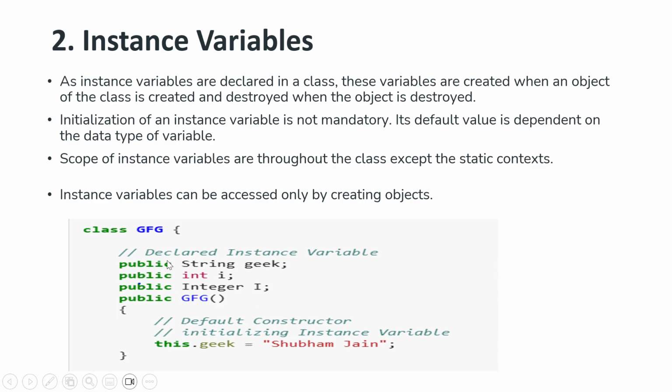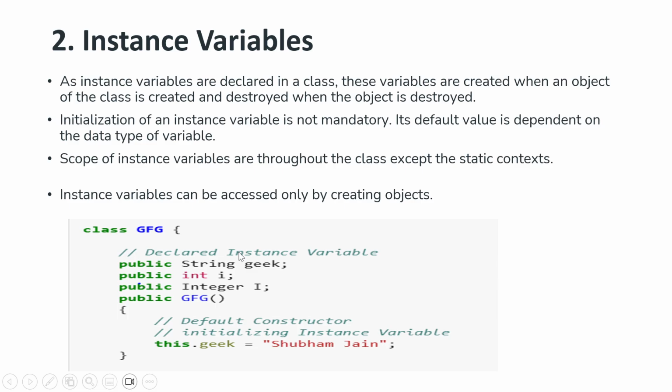As we know, local variables must be initialized; it's mandatory. But for instance variables, initialization is not mandatory. If you don't initialize it, a default value is taken. For the String, which is a class, the default value for geek will be null. int is an integer type, so the default value will be 0. Here Integer is itself a wrapper class, so its default value will be null. The scope of this variable is throughout the class.